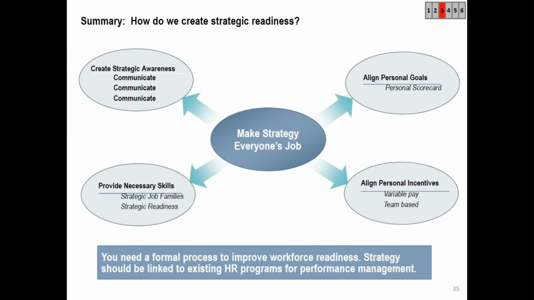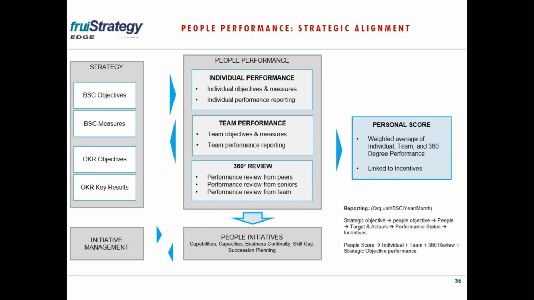Let us look at all the points again to make strategy everyone's job. You need a formal process to improve workforce readiness. Strategy should be linked to existing HR programs for performance management. Let us look at all parts connected to understand the overall people performance alignment. We can measure the performance of individuals based on their objectives and measures aligned to the strategy.